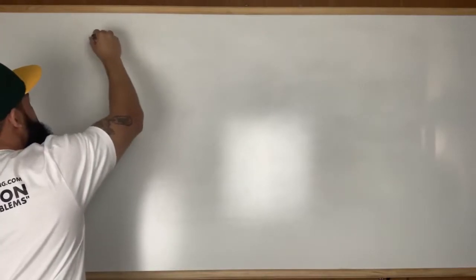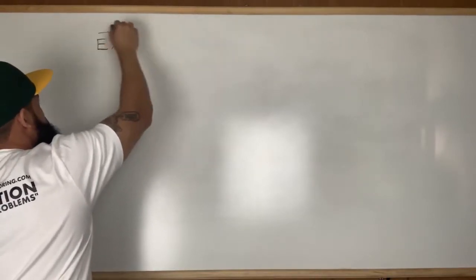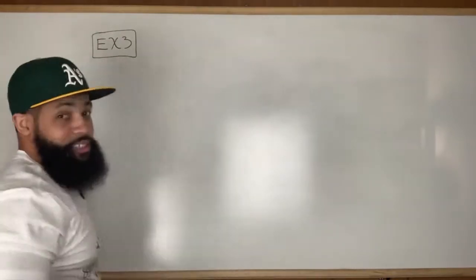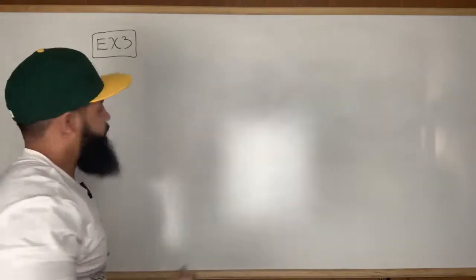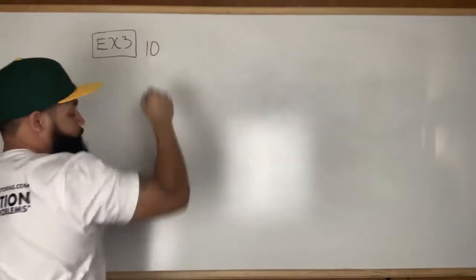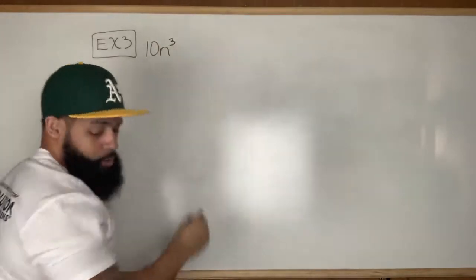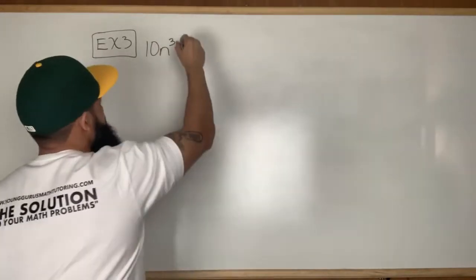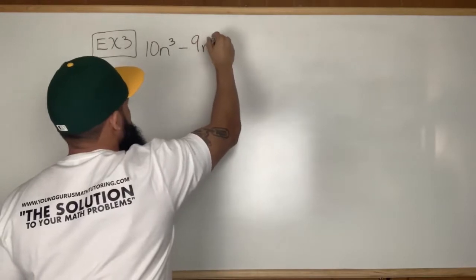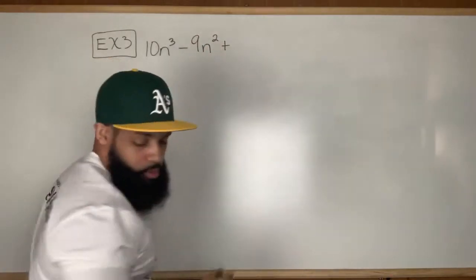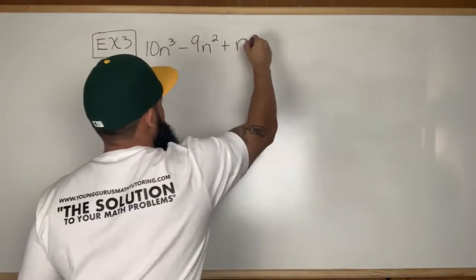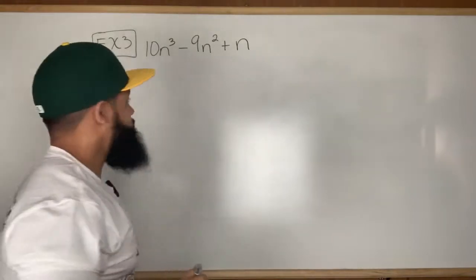So example tree. And for those of you that aren't familiar with why I say tree, there's a video on that. 10n to the third power minus 9n squared plus n. So in this case, I have 3 terms, all right?